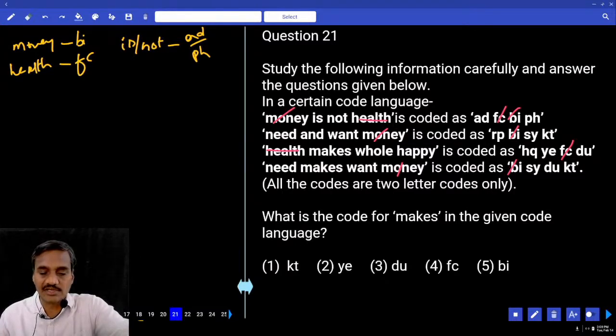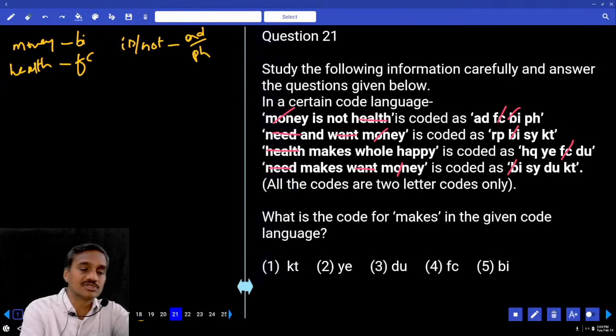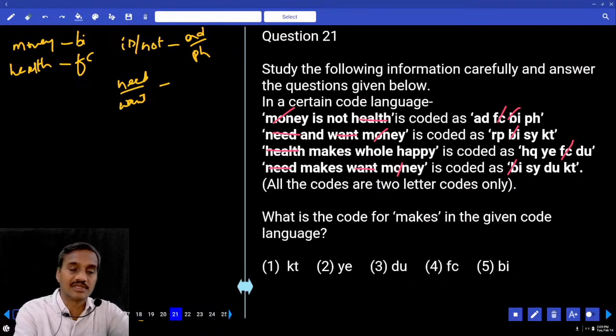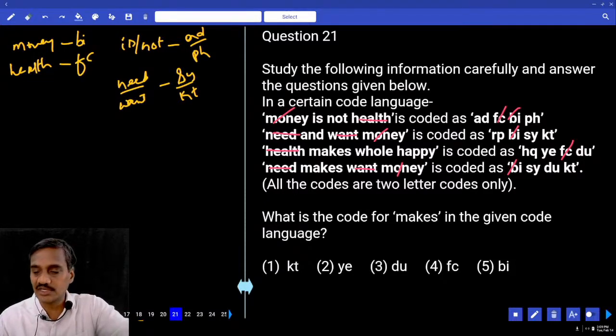And second and fourth, need and want are the two words that are common. Here also two codes are common. Hence for need and want, the codes for these two cannot be identified. So what are the codes we have? SY and KT in any order. SY or KT in any order. SY and KT in any order, and here also SY and KT.